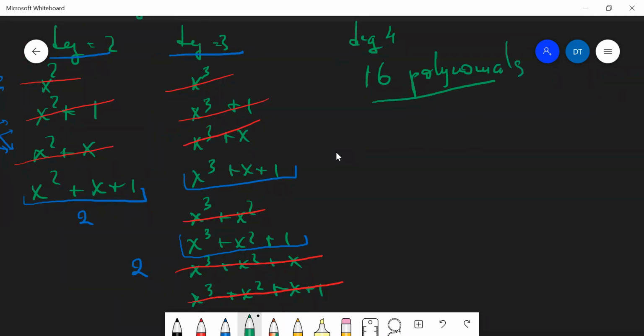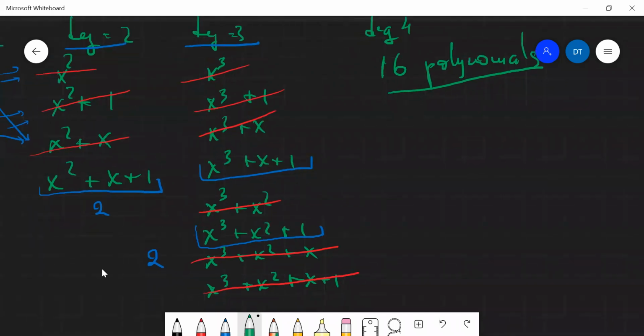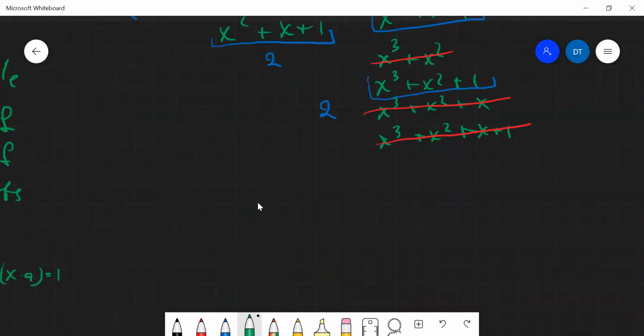So let's try to compute the reducible ones. And here we use the fact that the polynomial ring is a unique factorization domain. So every polynomial is uniquely presented as a product of irreducible ones, up to some invertible coefficients. So let me show you.